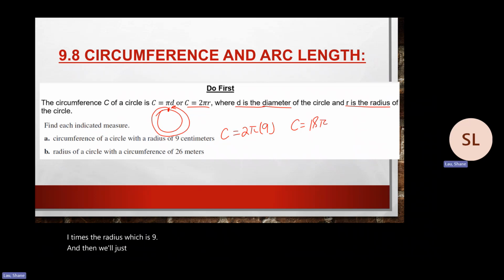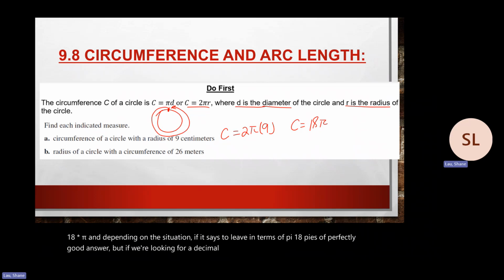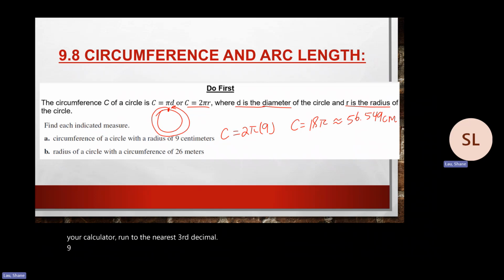Depending on the situation, if it says to leave in terms of pi, 18 pi is a perfectly good answer. But if we're looking for a decimal answer, you put 18 times pi into your calculator, round to the nearest hundredth, and get 56.54 centimeters. Make sure you put that centimeters in there. This is a measured unit.